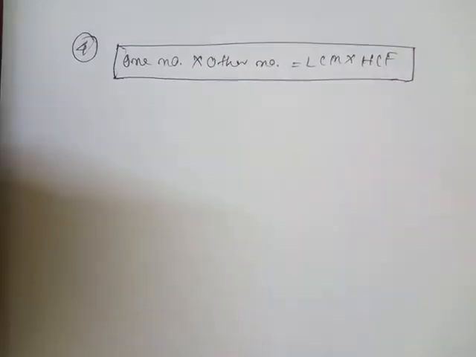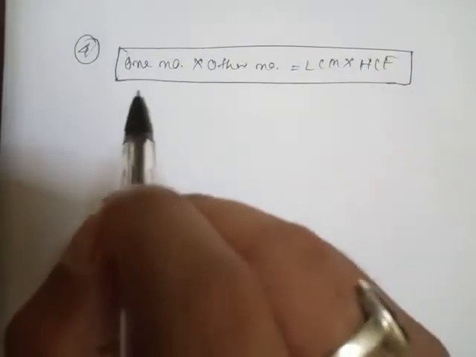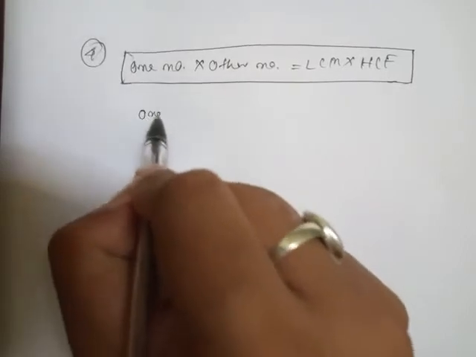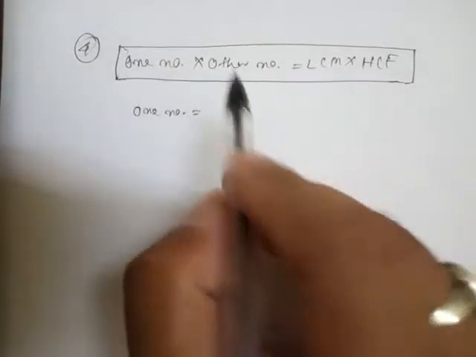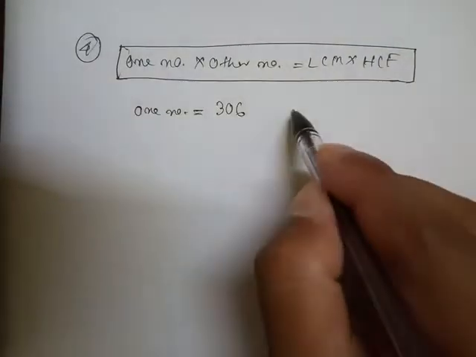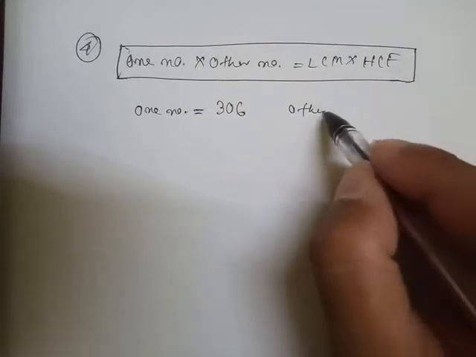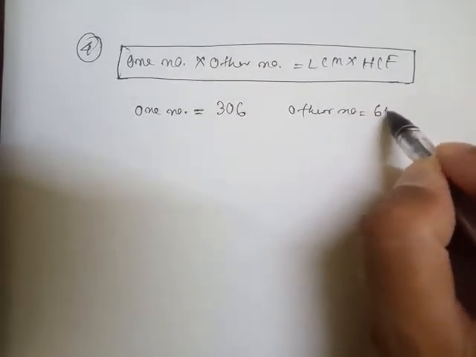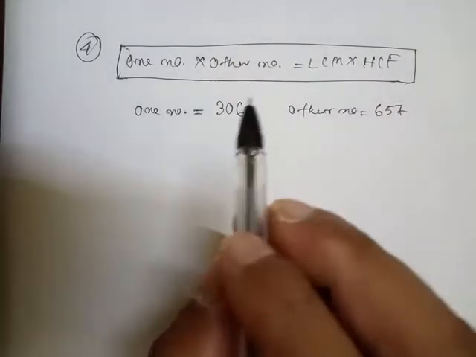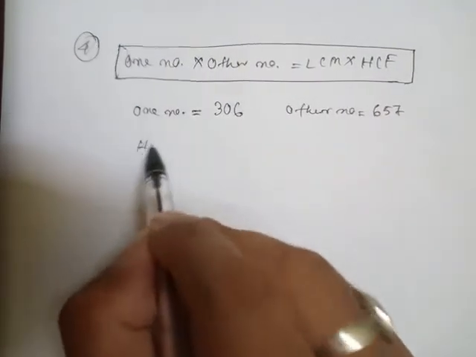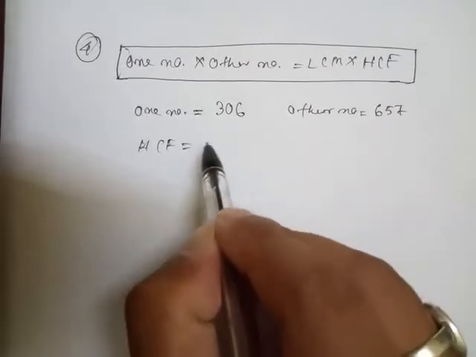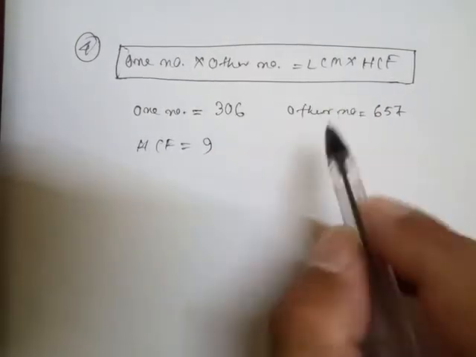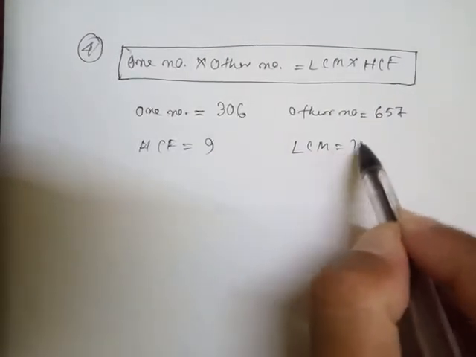Here student, I am now writing the solution. In question number 4, one number is 306, the other number is 657, and the HCF of these two numbers is given as 9. We have to find out the LCM.